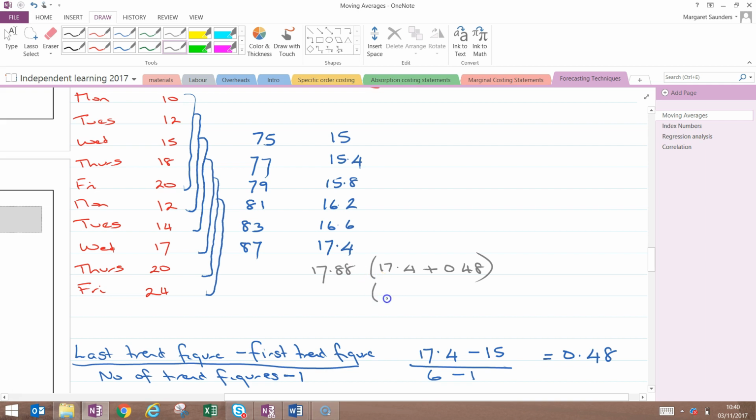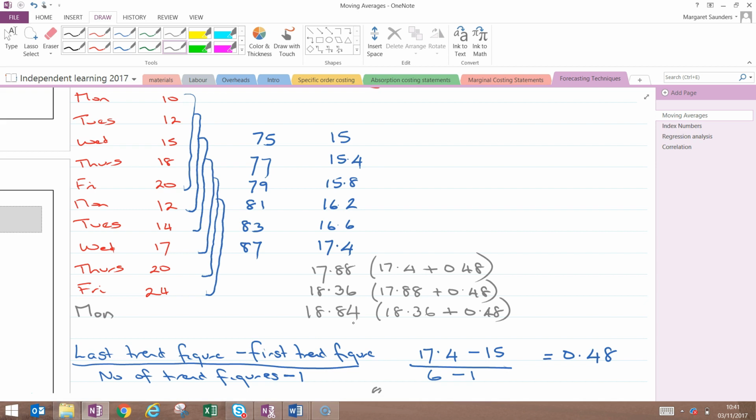Our trend figure for Friday, 17.88 plus another 0.48. And as we're looking to forecast for the following Monday, we can calculate that our trend for the Monday would be the last trend figure, 18.36 plus 0.48, 18.84. So we have now forecast the trend in our sales for Monday of week 3.